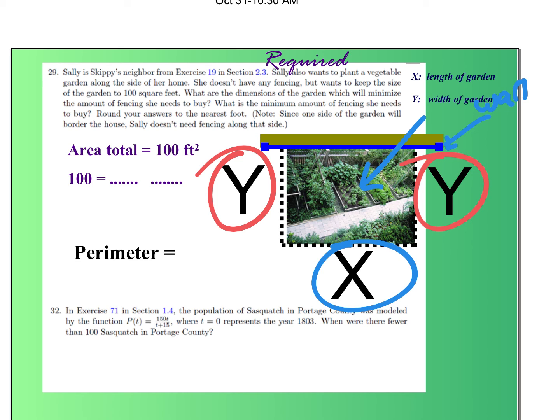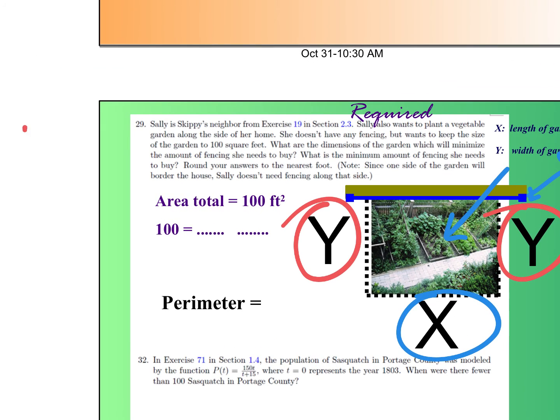It's about the fencing and the area. Oh dear, it's got 2 equations. Let's start with the area one. What's area equal to? Would you agree it's length times width?